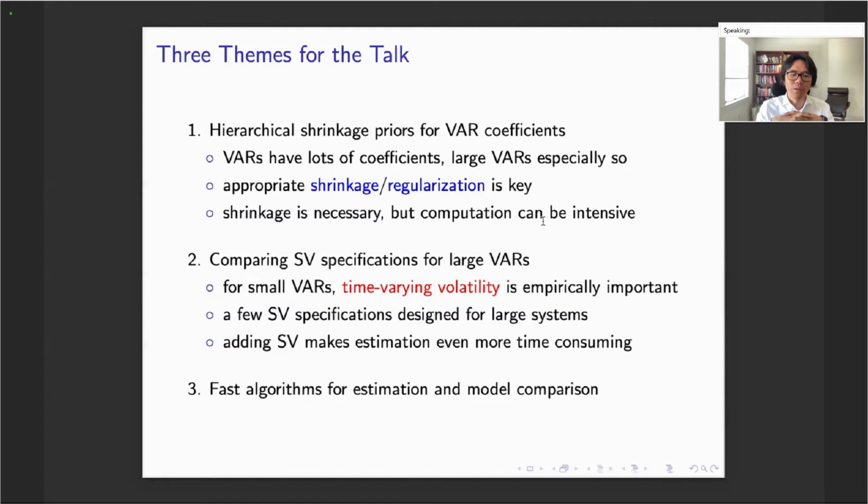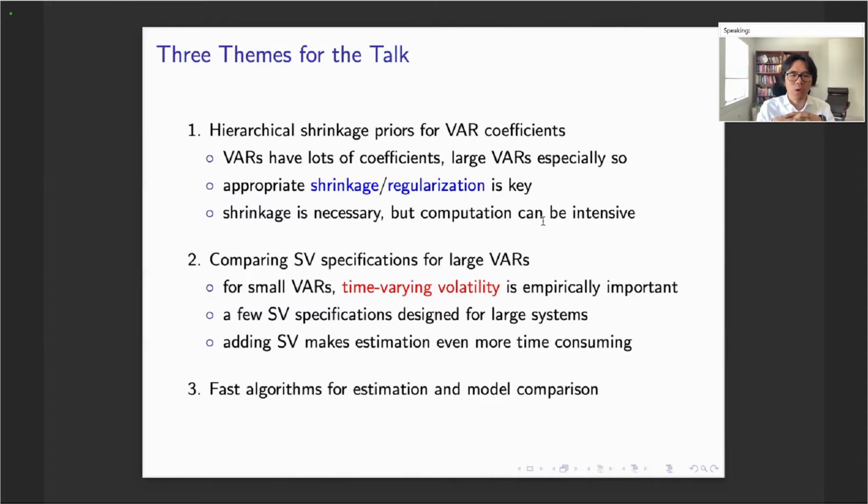So the second theme I would like to talk about is stochastic volatility. Over the last decade or two, one of the most robust findings in the literature is that adding some sort of time-varying volatility is empirically important. It often helps not only point forecasts, but also density forecasts.